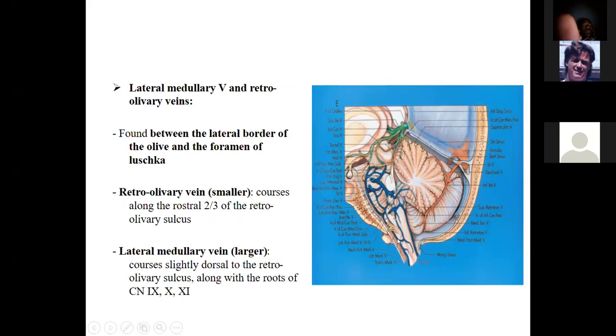On the other hand, we have lateral medullary veins that cross between the lateral border of the olive and the foramen of Luschka, at the end of the lateral recess of the fourth ventricle. The retroolivary vein is smaller and crosses along the rostral two-thirds of the retroolivary sulcus, whereas the lateral medullary vein is larger and crosses slightly dorsal to the retroolivary sulcus. Here we can see the lateral medullary vein as it crosses a little bit dorsal to the retroolivary sulcus.